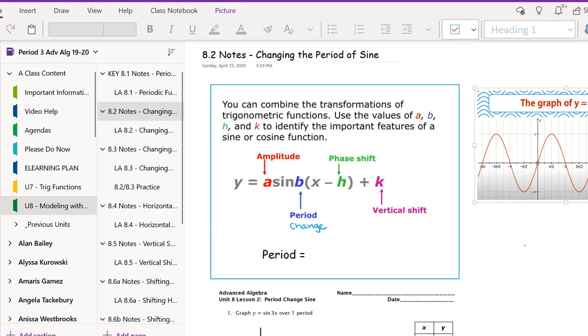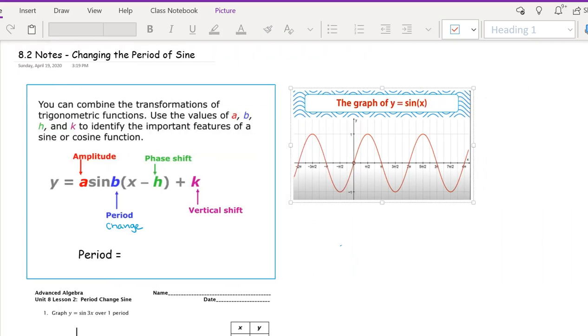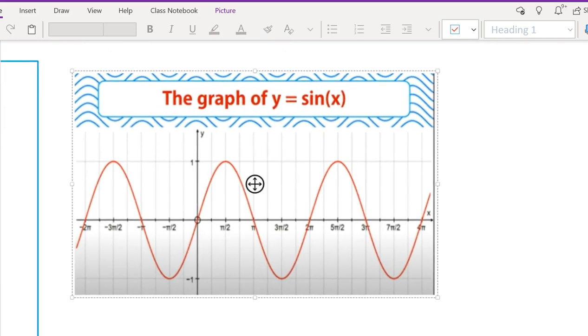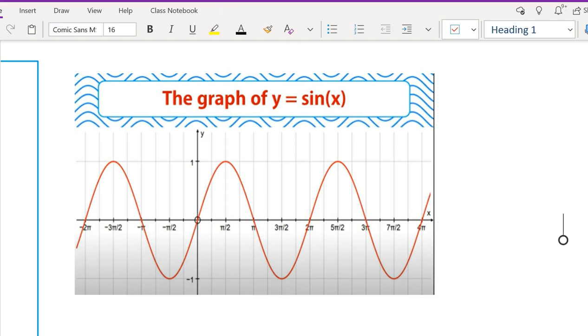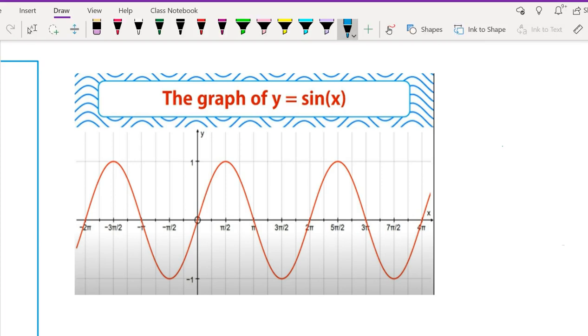Alrighty, so we're going to move on to 8.2, which is changing the period of sine. So what we're going to do first is let's take a look at the notes from 8.1, where I went over the graphs of sine and cosine x, where sine is starting, remember our unit circle, we're talking about the y values.